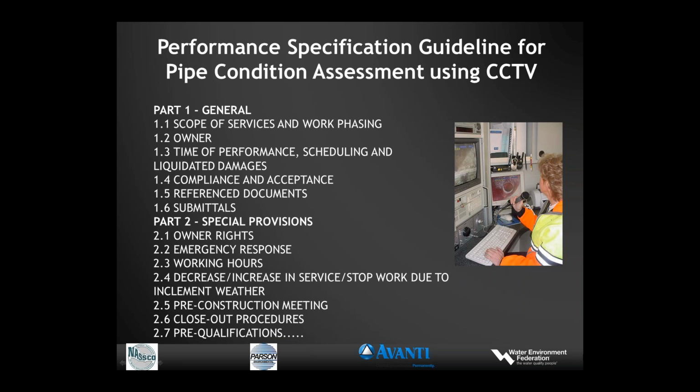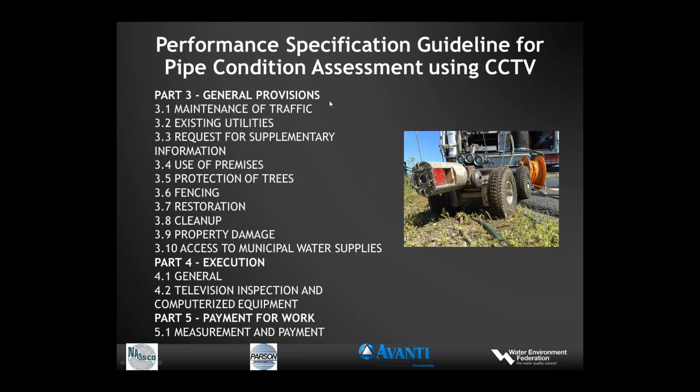to general provisions, which is rather than specific provisions, it would be general provisions, including things like maintenance of traffic, existing utility and how they're handled, use of the premises, protection of trees, and all the things associated with property and working in a municipal environment, working in the public sector. And then Chapter 4, Part 4 would be the execution, which would talk about the general television inspection and computerized equipment and how it's used out in the field. Part 5 in this particular case goes into payment for work and how these quantities are typically measured. So there are some standards that are set out in terms of how to do this.